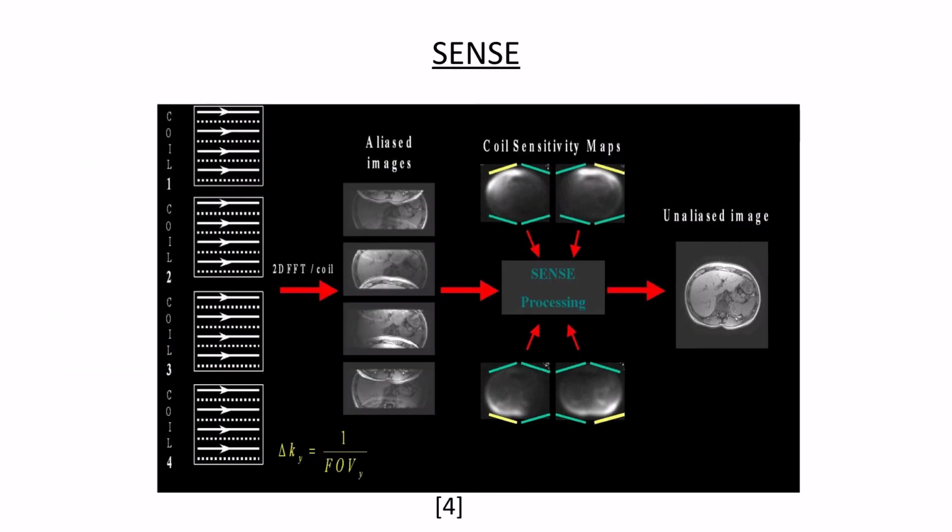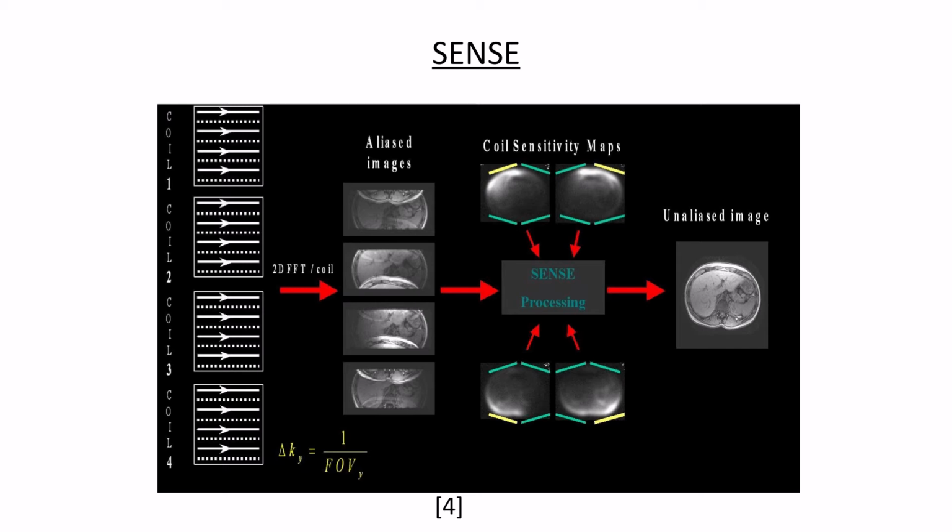This concept of parallel imaging is further extended in two types of techniques, which are SENSE and GRAPPA. Let us look at SENSE first. Now we can see the 4 aliased images obtained from the 4 undersampled k-spaces respectively, where each k-space belongs to a different coil.